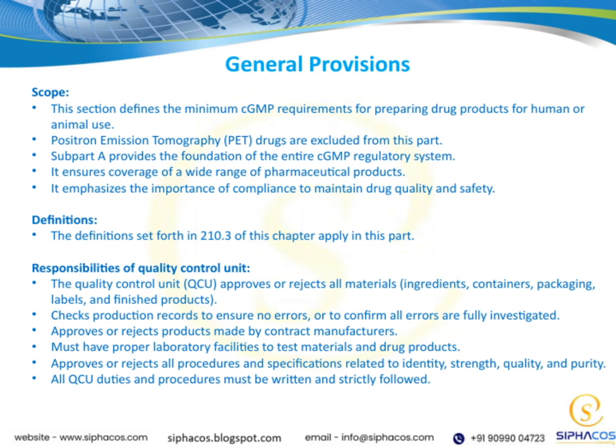Subpart A, in particular, provides the backbone of our entire cGMP regulatory system. Its purpose is to ensure we cover a broad range of pharmaceutical products, emphasizing that compliance is crucial for maintaining drug quality and safety. This isn't just about meeting regulations, it's about protecting patients and animals who rely on these medicines.